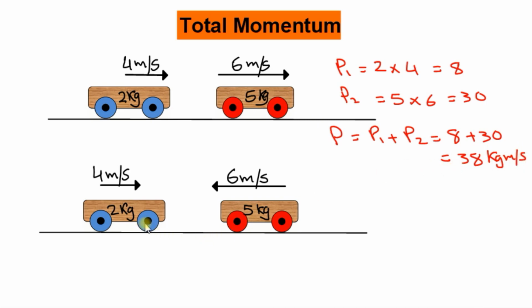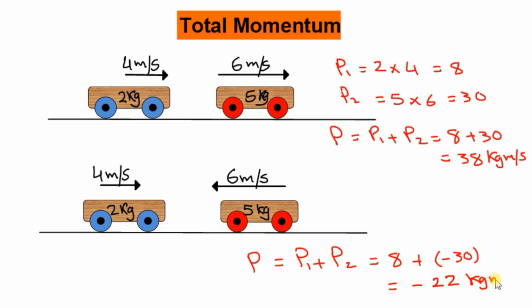Here we have the same two bodies, but this time one of them is traveling to the right and the other one is traveling to the left. So if I want to calculate the total momentum, it will be again P1 plus P2. If we consider the right to be positive, the momentum remains positive, so it will be 8 plus, and if we take left as negative, it will be minus 30. So the answer will be minus 22 kg meters per second, and it means that the total momentum of the system is 22 kg meters per second towards the left.